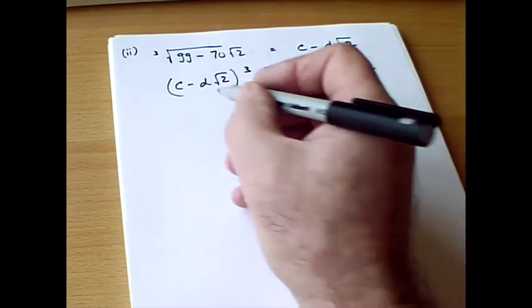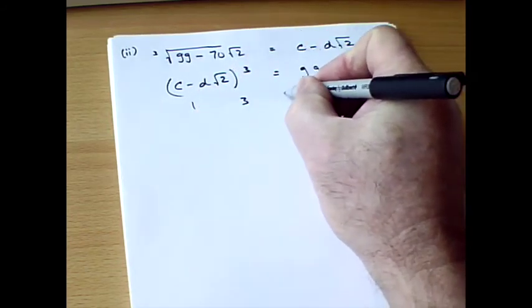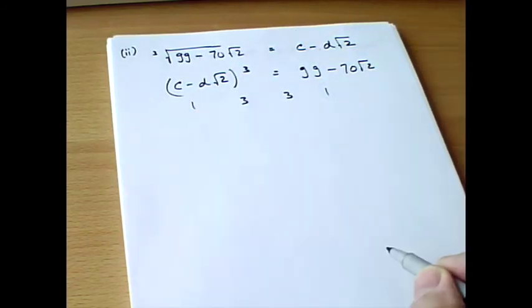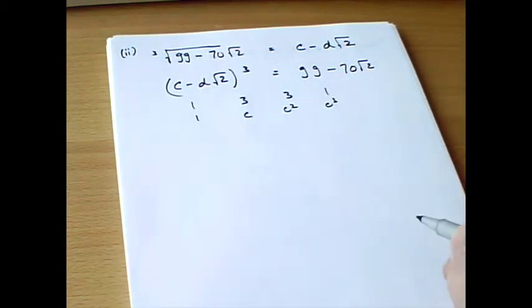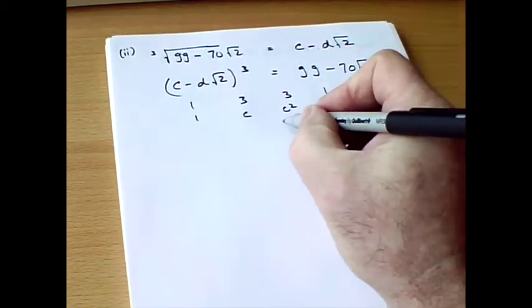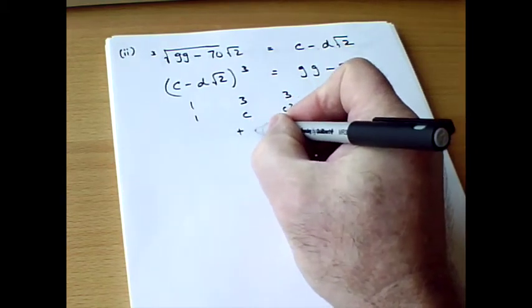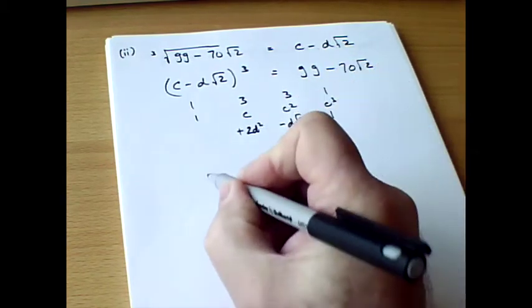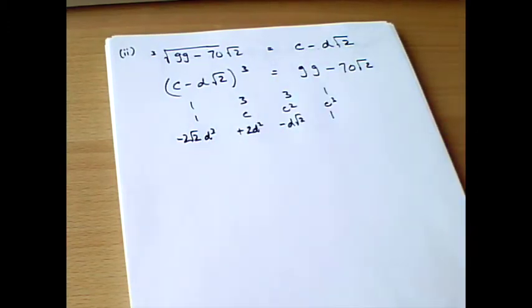Now as before, let's proceed with expanding this side. I've got 1, 3, 3, 1 from Pascal's triangle. I've got 1, c, c squared and c cubed from the ascending powers of c. I've got 1, minus d root 2, plus 2d squared and minus 2 root 2 d cubed from my descending powers of minus d root 2.